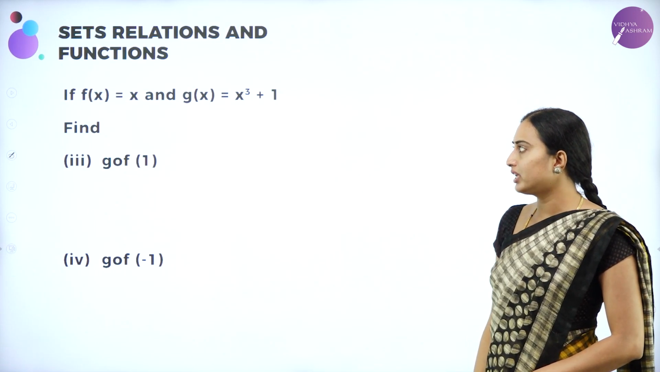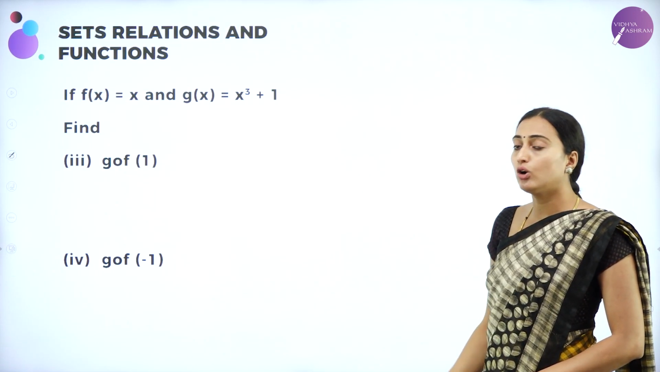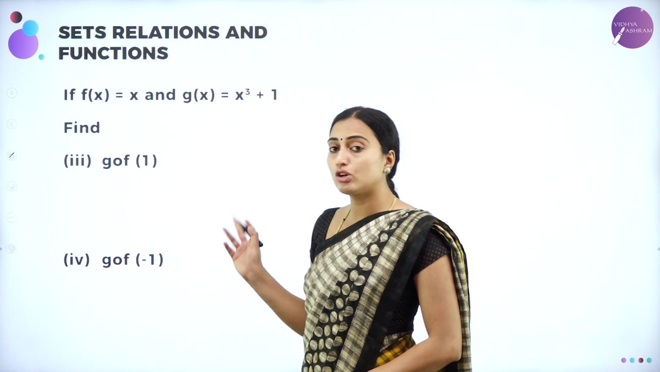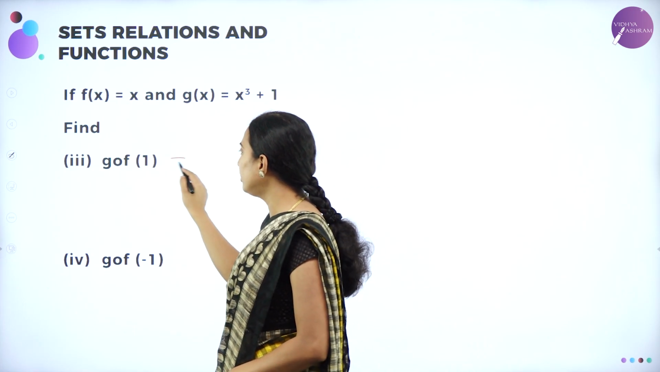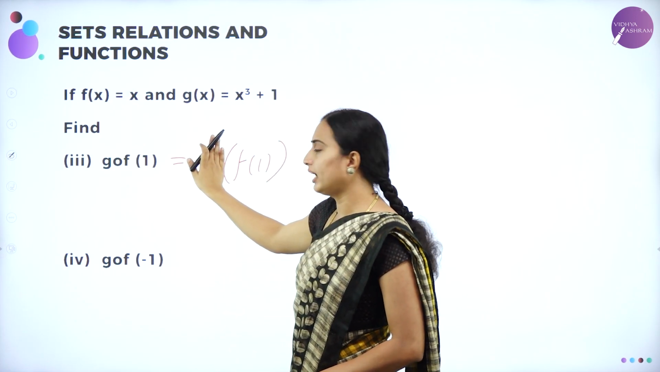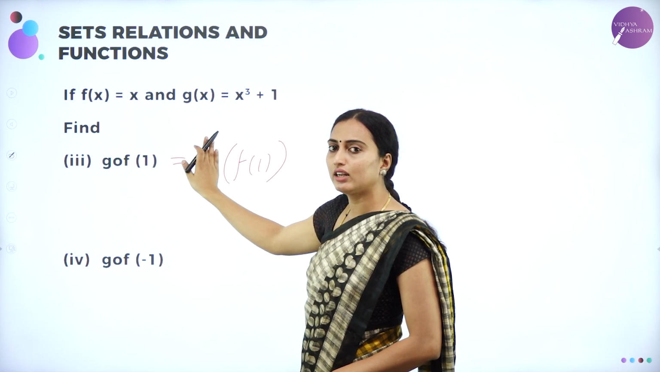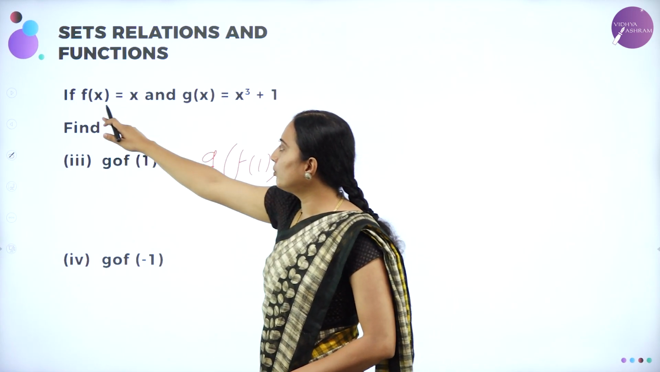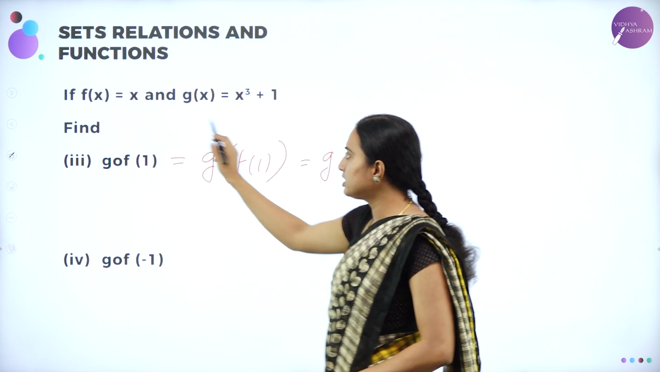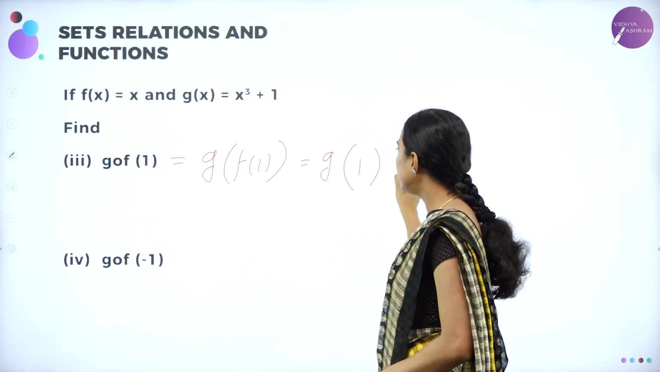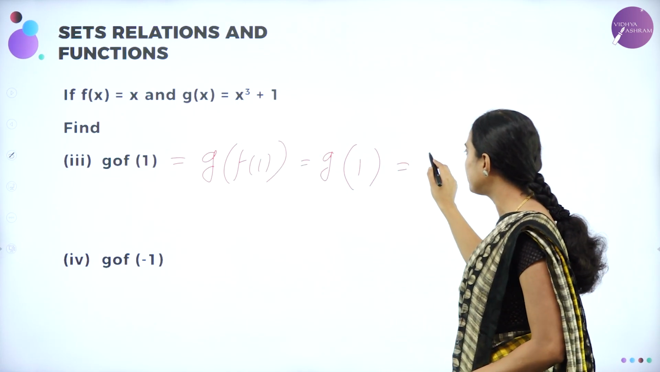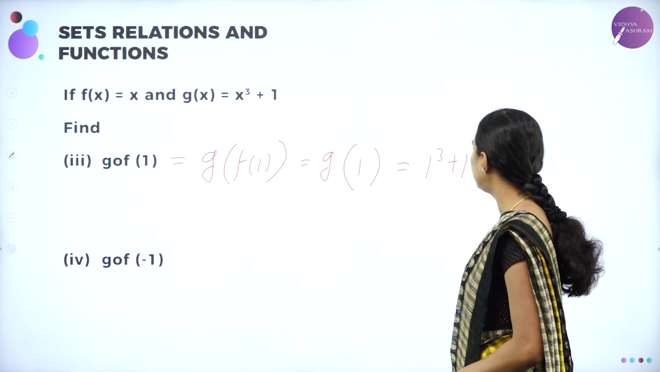If f of x is equal to x, g of x equal to x cube plus 1, find gof of 1, gof of minus 1. In the last question they asked fog; here they have asked gof. Therefore gof means you write it as g of f of 1. Now find out inside the bracket, f of 1. Putting x equal to 1 in f of x, f of 1 is 1. Now it is looking like g of 1. G of 1 is g of x with x equal to 1. What happens? 1 cube plus 1, which is 2.